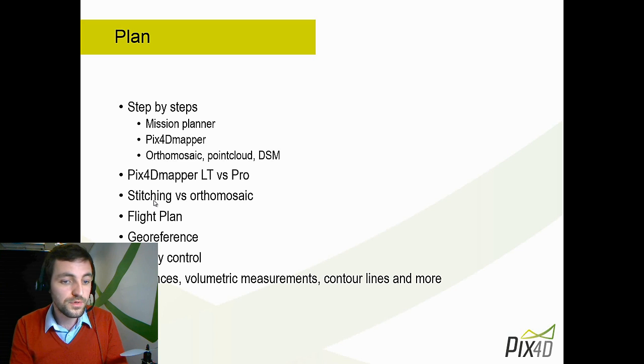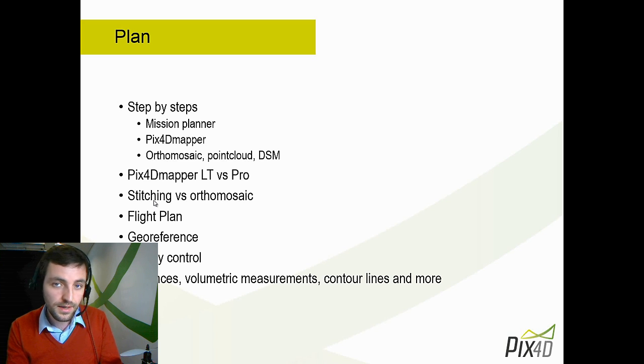Then we'll talk about the difference between simple stitching and automosaic. What are the advantages, but also the limitations in doing one way or the other. The importance of flight plan. What are the things to take care of when you actually select the flight plan, what's important to get really good results.